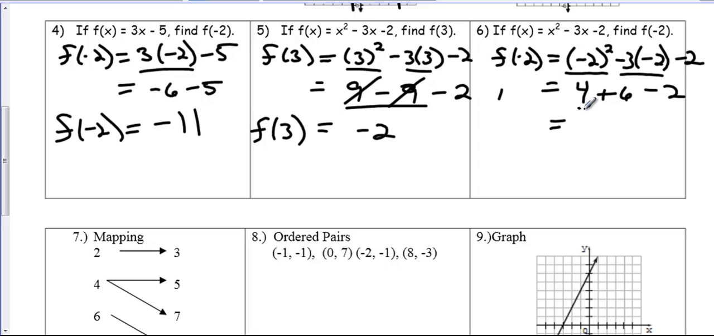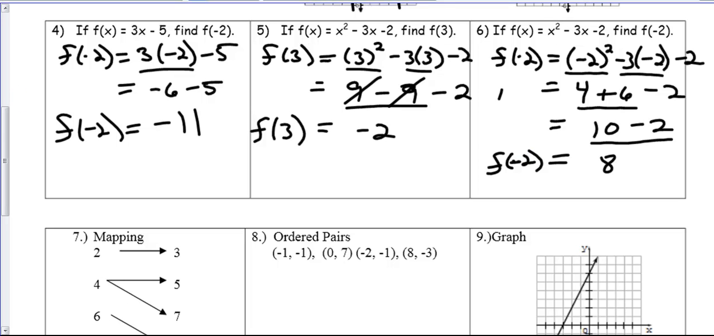Alright, up next, addition and subtraction. We go from left to right. So I do the addition first in this case. And finally, I could do that last subtraction here and get 8. So the function value at negative 2 is 8.